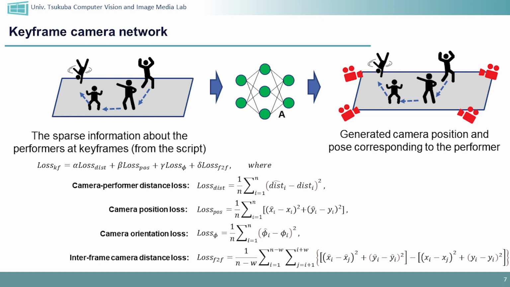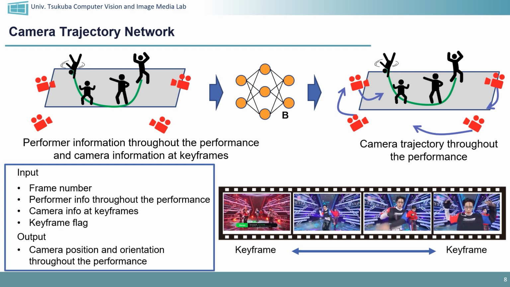The first term is the error of the distance between the performer and the generated camera. The second and third terms are the errors of the generated camera position and orientation, respectively. The last term is the error related to the camera's relative distance between the neighbor frames. The purpose of including this term is to let the network be able to learn the big movements and generate more dynamic camera motions.